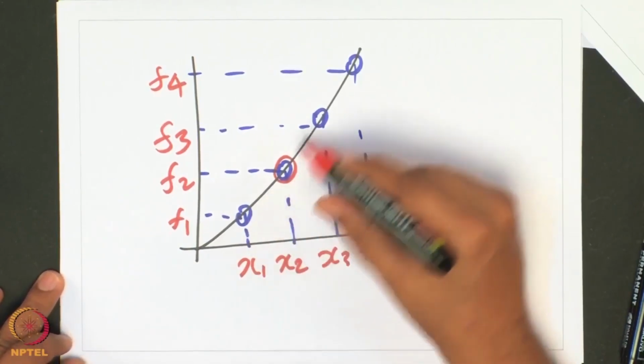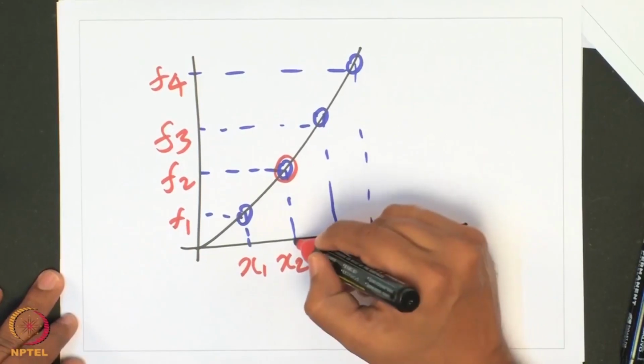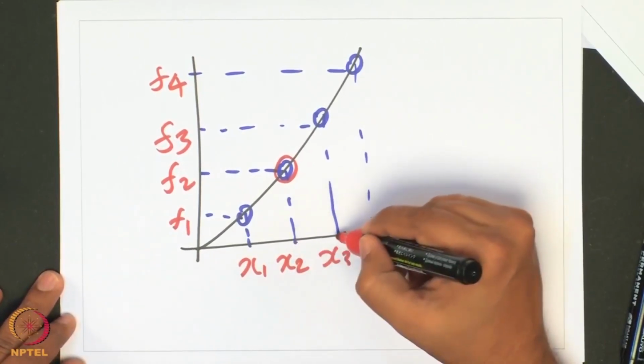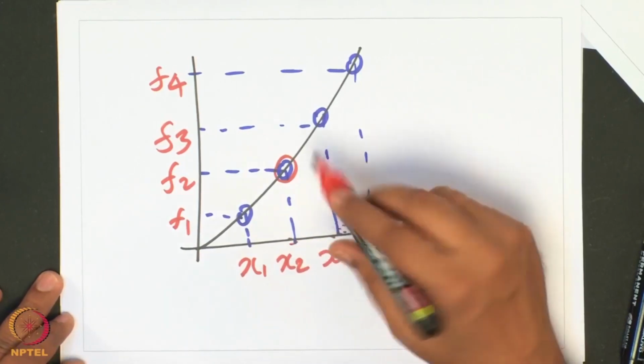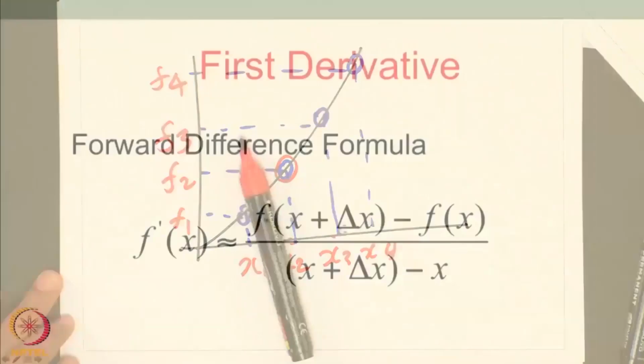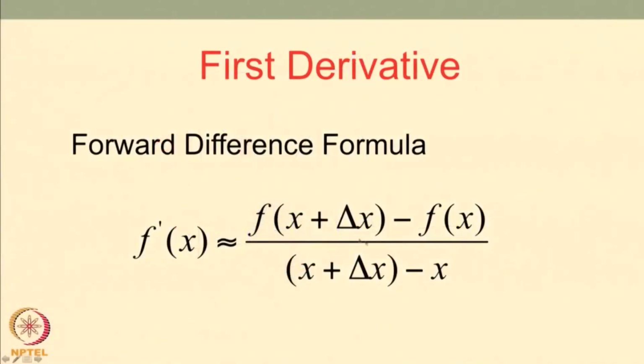So one of these is called a forward difference. If I use x and x plus delta x, if I take this and this, that is called a forward difference formula. So that's why here it is f of x plus delta x minus f of x by x plus delta x minus x. If we consistently use the forward one, this is the most popular one, I would say, where we consistently take the higher one and the lower one: f of x plus delta x minus f of x divided by delta x.